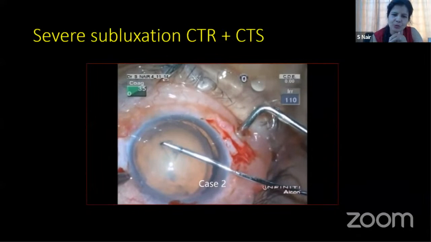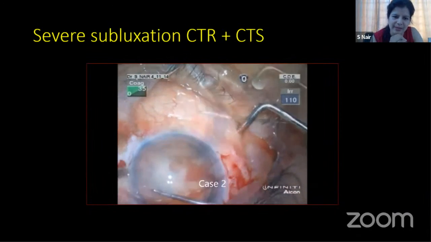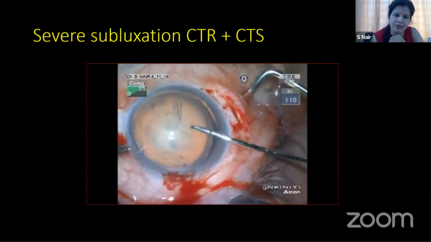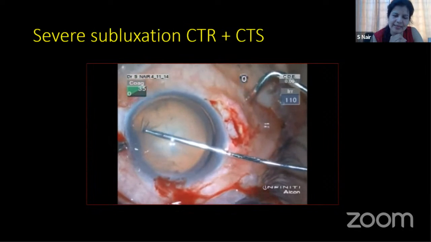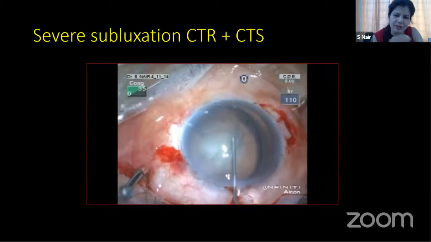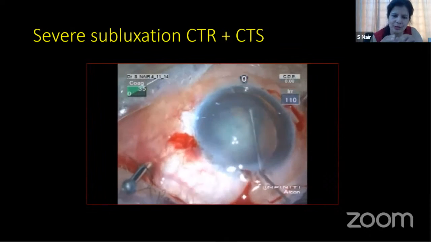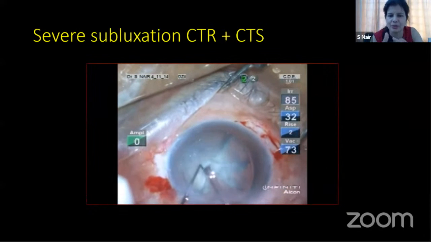Now, this is a much more severe subluxation. You can see that it is more than 180 degrees. Again, there is a decentered rexis being made using a microrexis forceps. And now this nucleus is not as hard as the previous one, so there is a relatively good hydrodissection happening, which is very important for maneuvering of the nuclear particles during phacoemulsification.